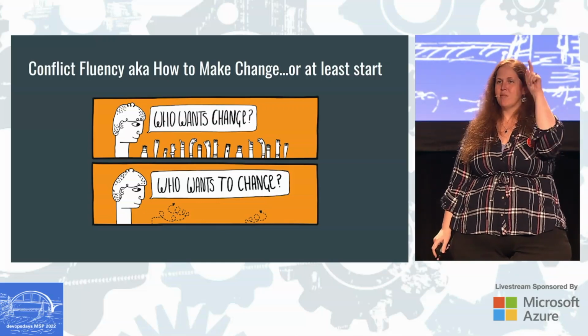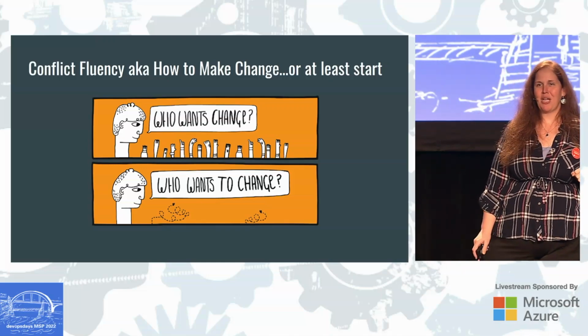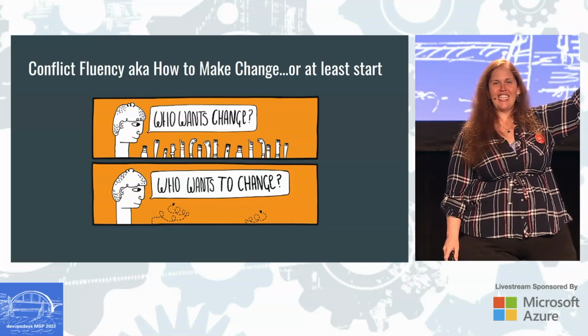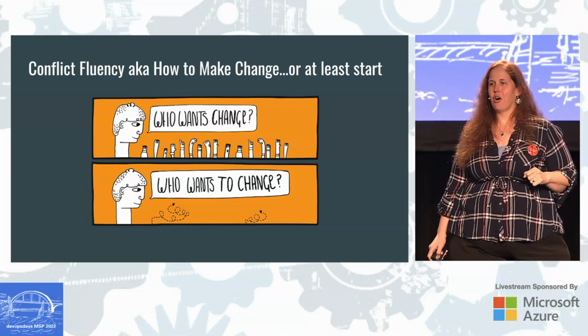In fact, we see some squiggly lines and arrows that may imply that a lot of those hands came down really quickly. So a lot of us want change to happen, but when it comes to maybe doing it, those hands are harder to find.